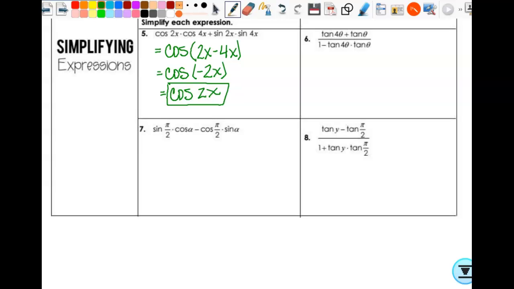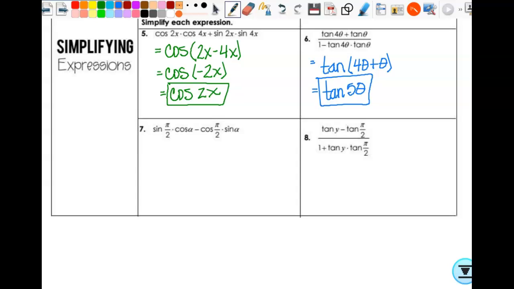This looks like it should match a tangent one. Would this be tangent of a plus b or tangent of a minus b? Plus b. So this will give me tangent of 4 theta plus theta, and that gives me tangent of 5 theta, and there's really nothing else we can do to it. That's as simplified as it gets. Okay? Easy enough?